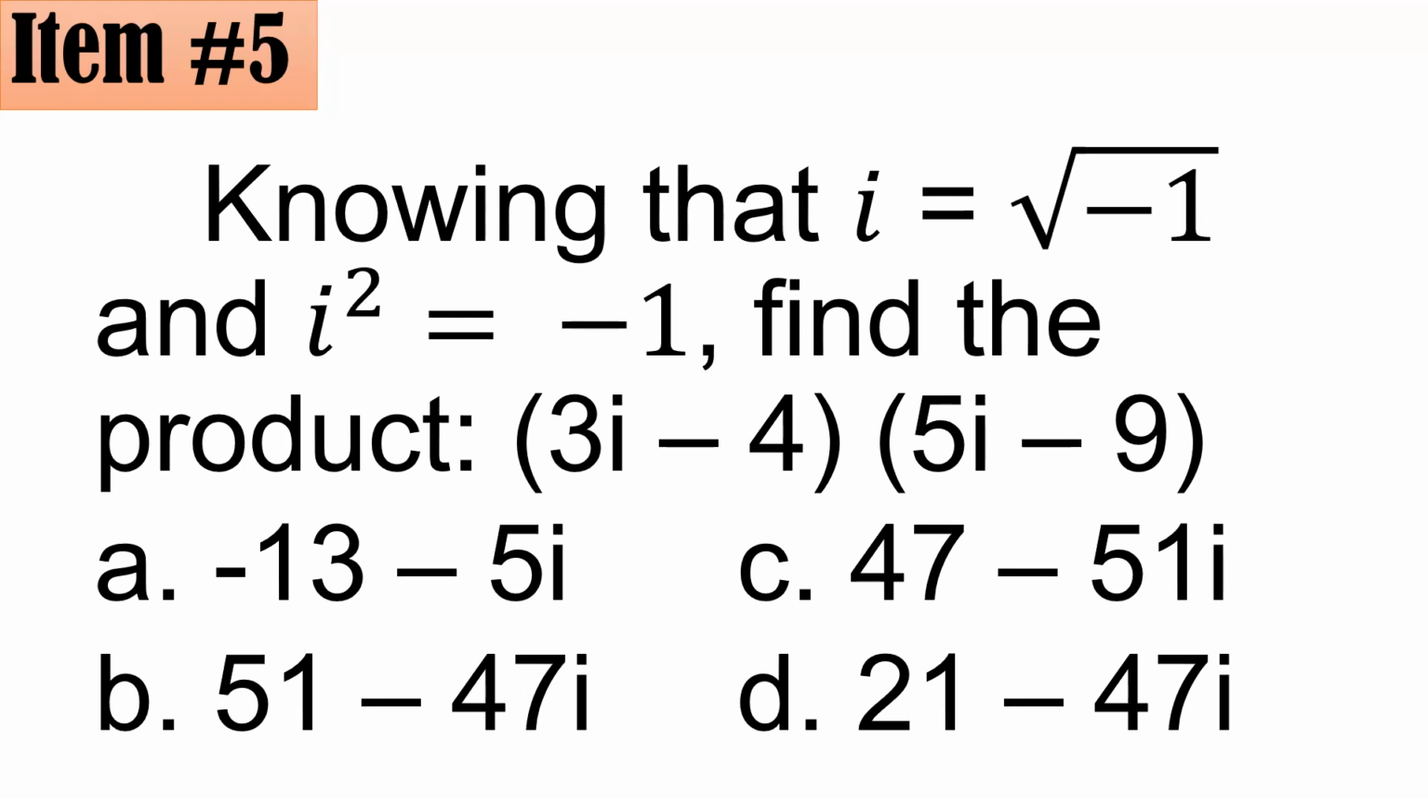Number 5. Knowing that i equals square root of negative 1 and i squared equals negative 1, find the product of 3i minus 4 and 5i minus 9. Which of these po?